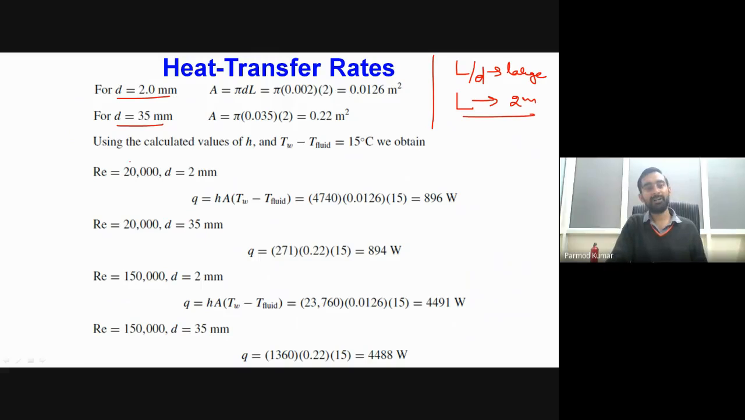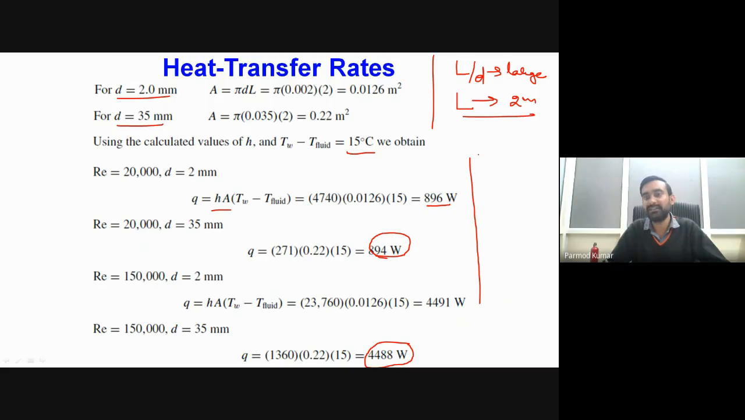Okay, so you can see now for different values of Reynolds number, because limiting h we have already determined, and we have the limiting conditions of temperature difference between wall and the fluid ranging from 5 to 15 degrees Celsius. So let us first try to determine the heat transfer rate corresponding to 15 degrees Celsius. Corresponding to 15 degrees Celsius, you can see we are getting 896 watt, 894 watt as the minimum value of the required heat transfer rate, and the maximum value is 488. It means that if we have to use electrical voltage and current input for our resistance heating, then this is the range of heat transfer rate which is required.